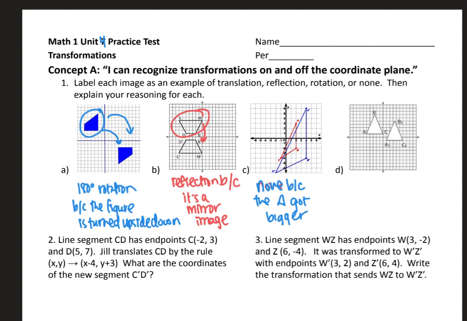All right, lastly, let's look at D. So in this case, it looks like the figure slid. It looks like it moved right and then down. So that means that this is a translation. To figure out how many units, well, in this case, it's kind of hard to tell. So we're just going to say translation right and down. And the reason we know it's a translation is because the triangle just moved. It didn't rotate and it didn't flip.